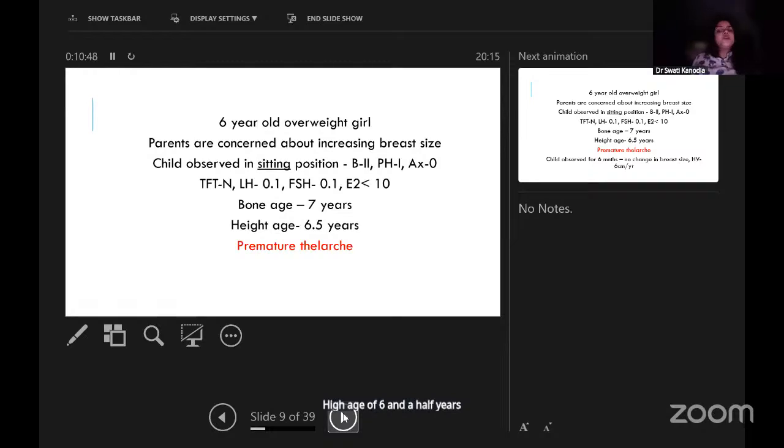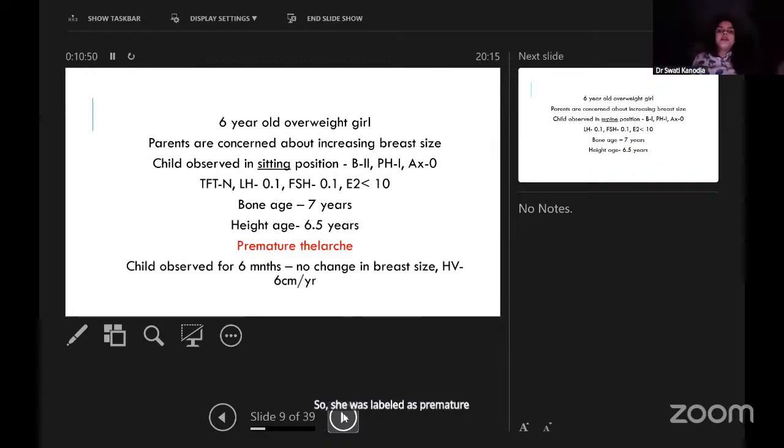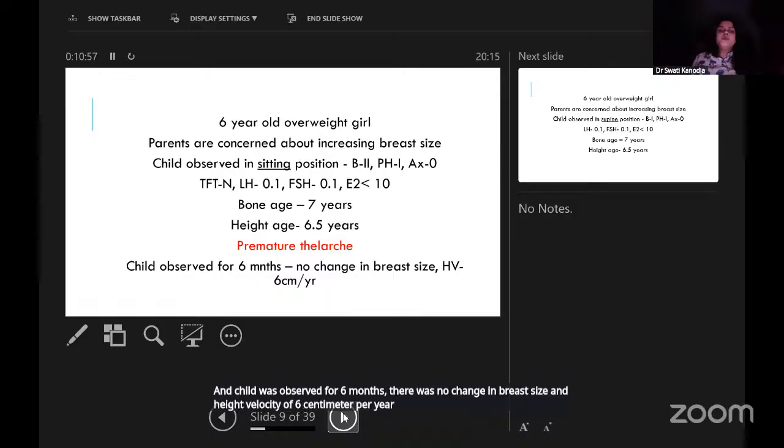So she was labeled as premature thelarche. And the child was observed for 6 months. There was no change in breast size and height velocity was 6 centimeters per year. As we know, from 3 years to 10 years, or till they start their puberty, we expect a growth velocity of 5 to 6 centimeters per year.